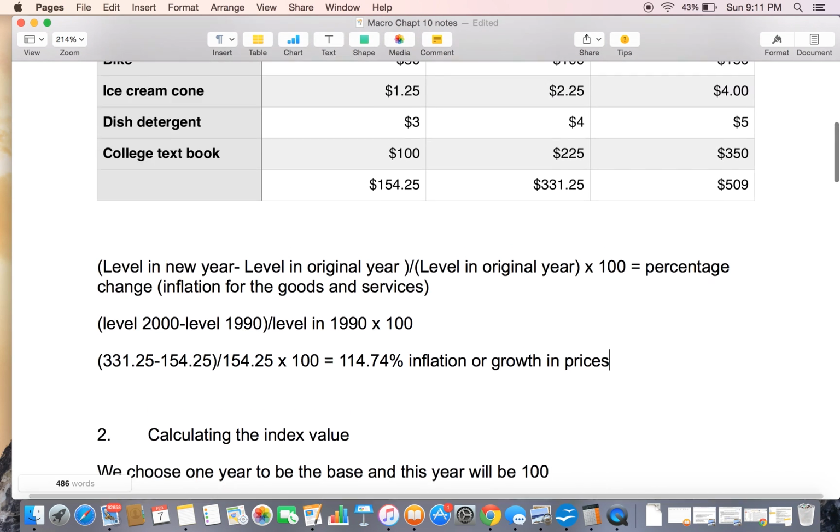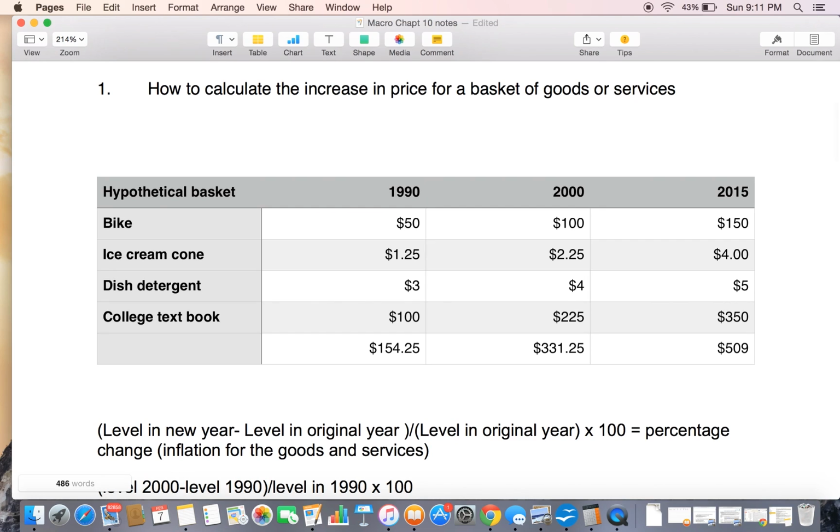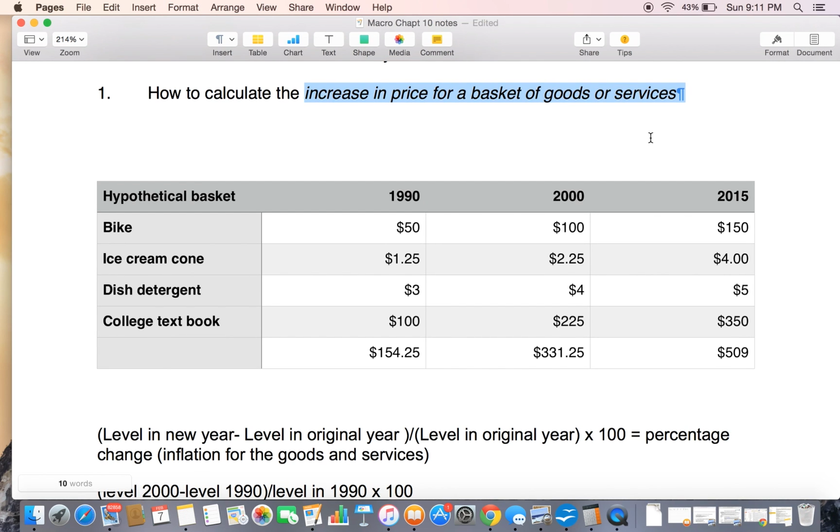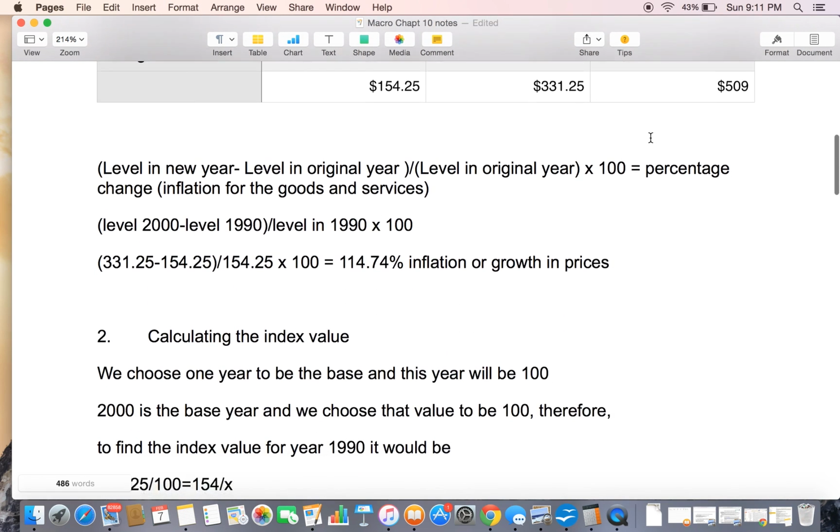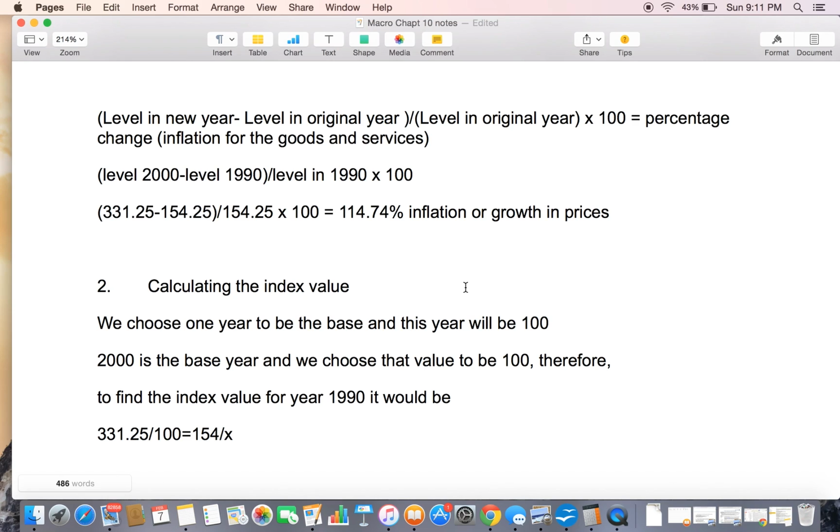And so the next thing we might need to do is, aside from calculating the increase in price, so here's really what the question is, the increase in price for a basket of goods or services, we might want to calculate an index value based on the basket of goods and services. And so that's what the CPI is. The Consumer Price Index is looking at not just what is the value of those goods and services, but we're indexing it.